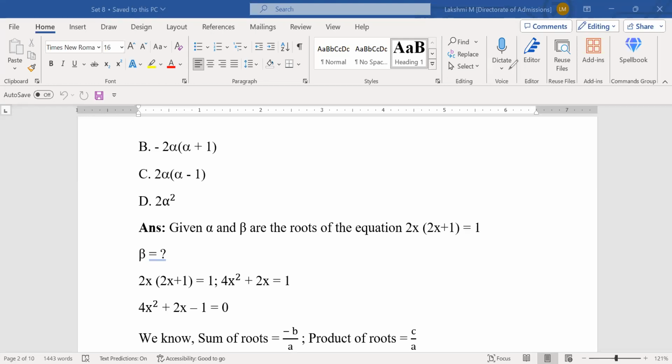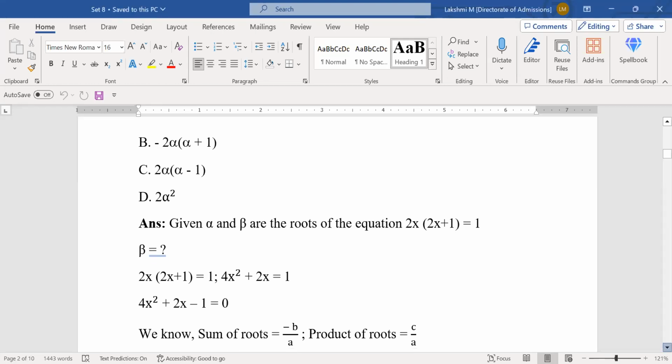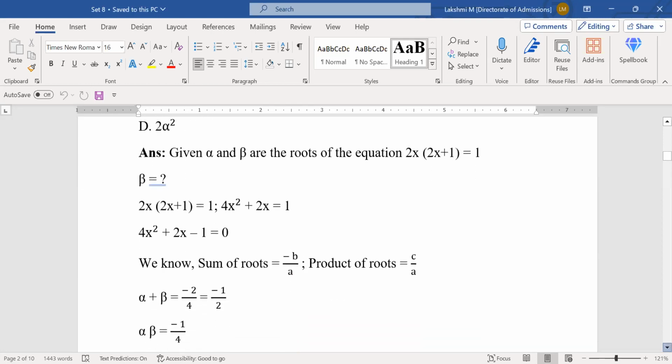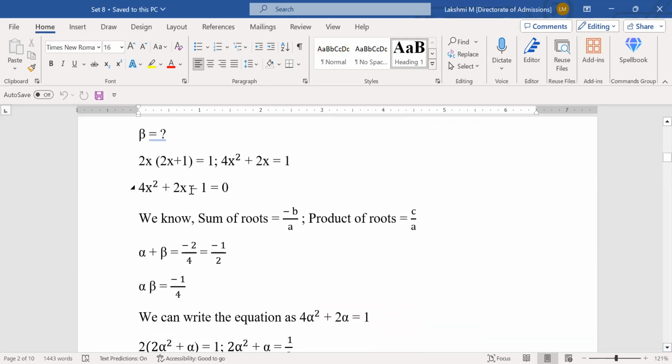I'll be able to find out alpha plus beta or a plus b or ab. So in this case it's minus 2 by 4 and this is minus 1 by 4. So we got both of them, right?